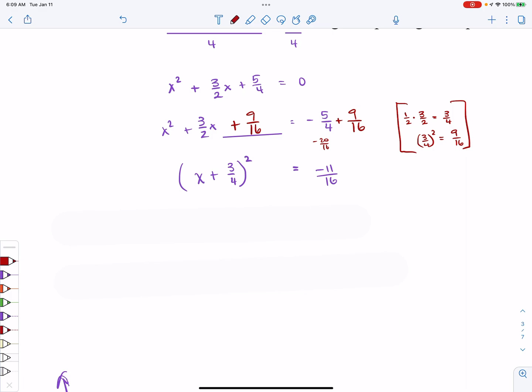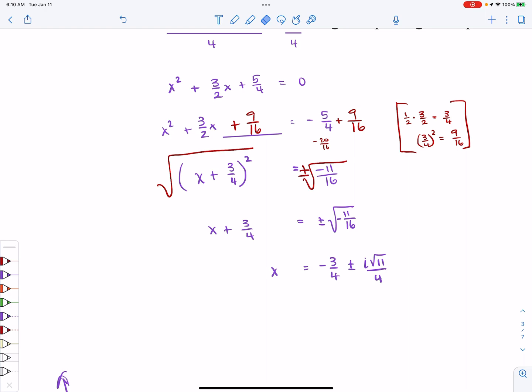So now we want to take the square root of both sides. Don't forget your pos neg. It's going to be x plus 3/4 is equal to pos neg square root of negative 11/16. Now, so let's just take this square root one piece at a time. The square root of a negative is I, so we'll have an I out front. The square root of 11, there's nothing I can do with that, but the square root of 16 is going to be 4. So we'll have a negative 3/4 plus or minus I root 11 over 4.